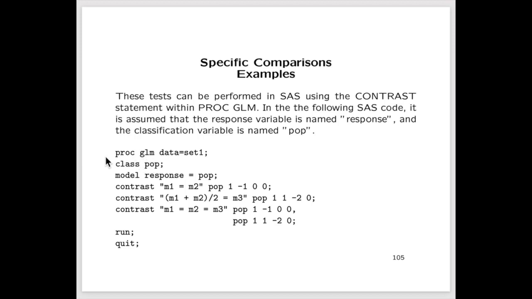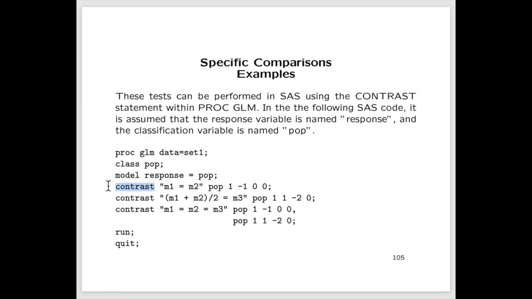All right, and so we have the invocation of proc GLM. We identify the classification variable, which is pop. We have the model statement. We're telling proc GLM that response is the response variable and pop is the variable that identifies the different populations. And then to compare means 1 and 2, so to test the null hypothesis that mu1 is equal to mu2, we would issue the contrast statement.